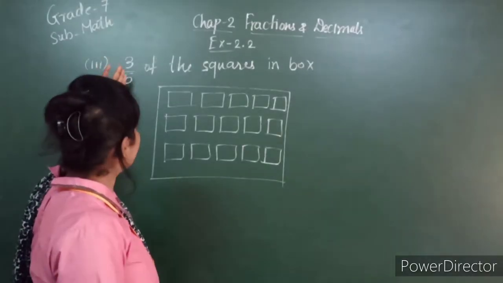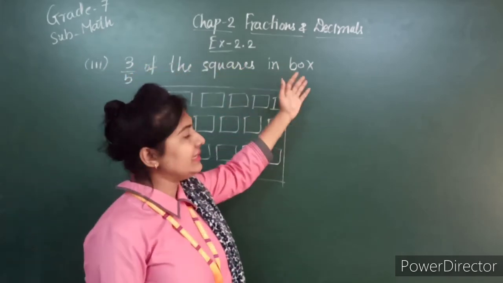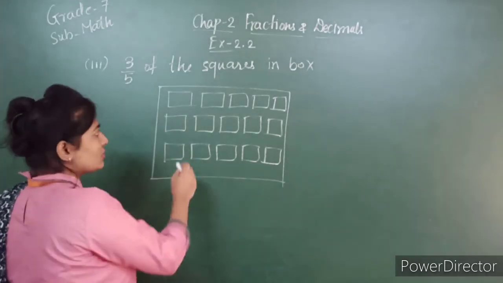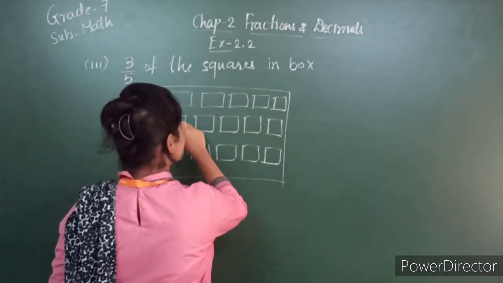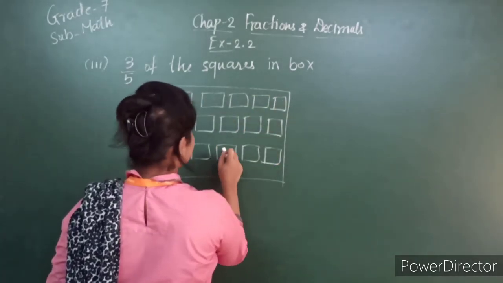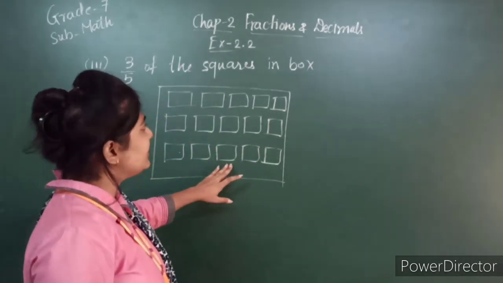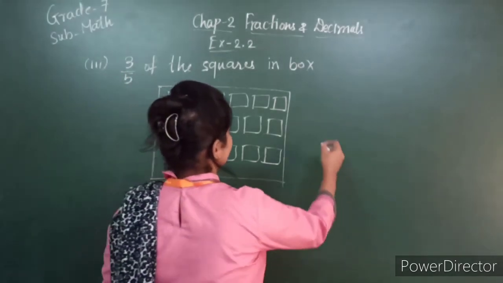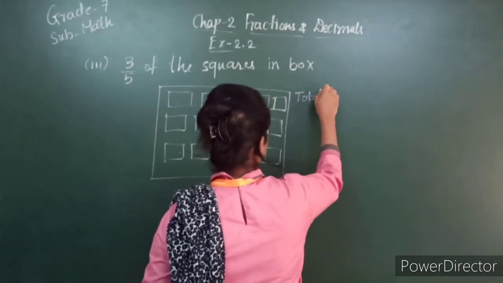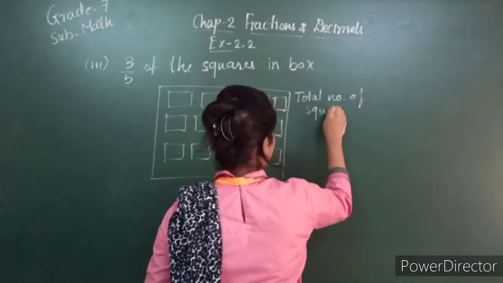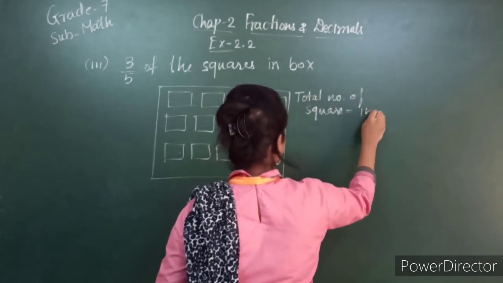Now question number 3, 3 by 5 of the squares in the box. So let's count the squares in the given box. 1, 2, 3, 4, 5, 6, 7, 8, 9, 10, 11, 12, 13, 14 and 15. So total number of squares given in the box are 15. Here we have to write total number of squares is equal to 15.